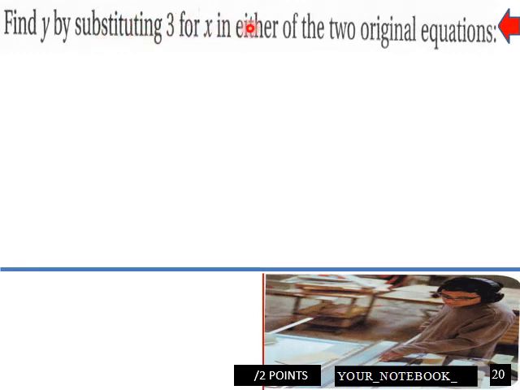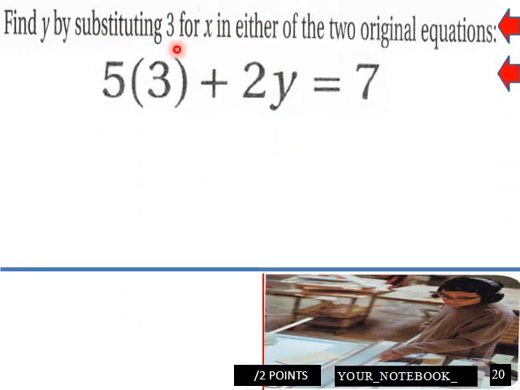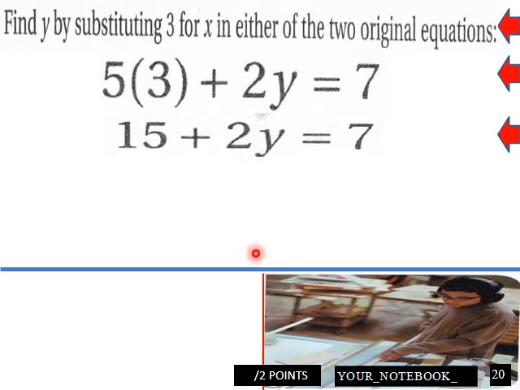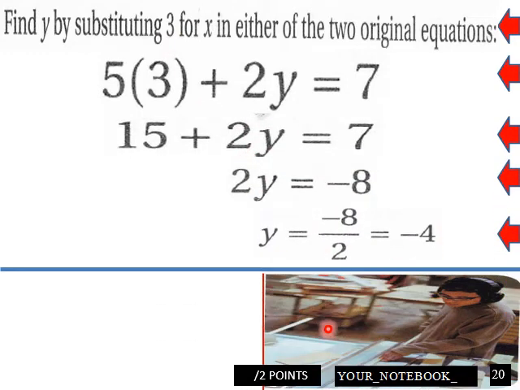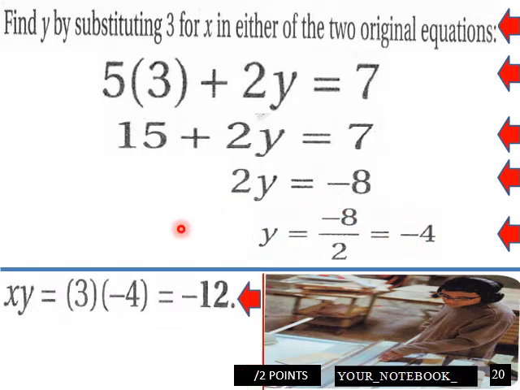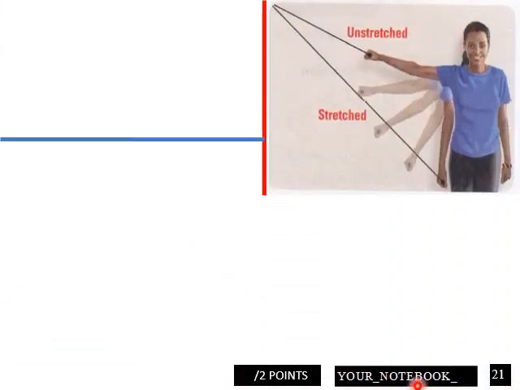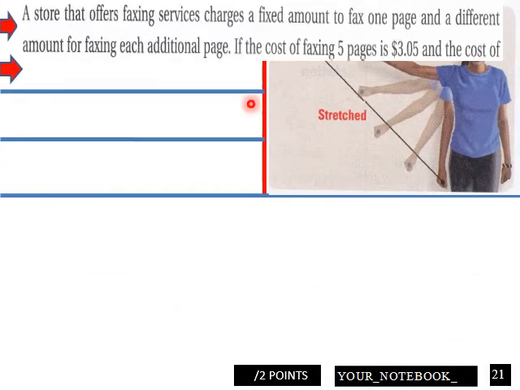Find y by substituting 3 for x in either of the two originals, so we just plug it in the first one, and then we can solve for y. 2y equals negative 8, and then y equals negative 4. So that is how you do it. Then we stick that back into this one. 3 times negative 4 equals negative 12. That was our original.